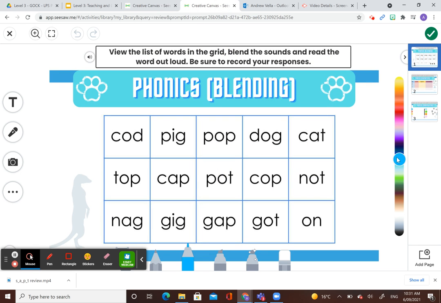Now, when we blend, remember, we want to push these first two sounds together and add our final sound. So, top. Got. Gig. So remember, push the first two sounds together and then add that final sound at the end.